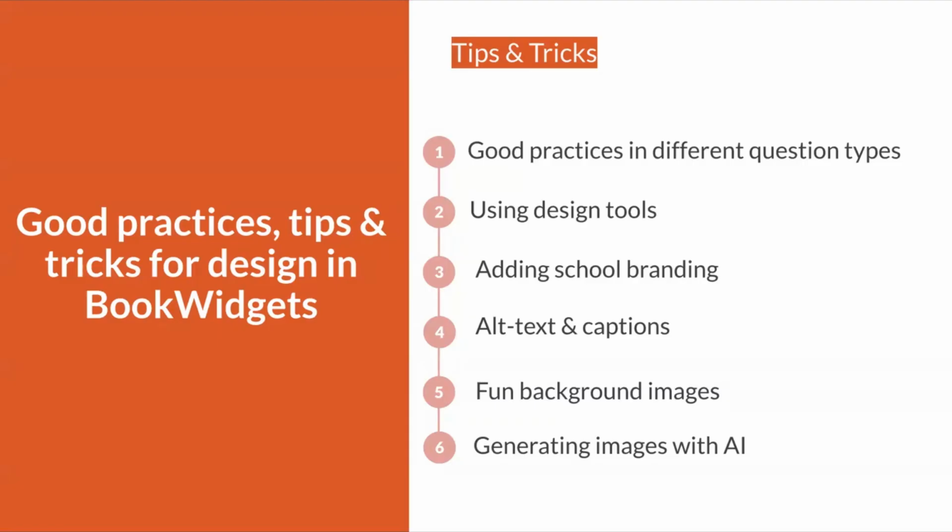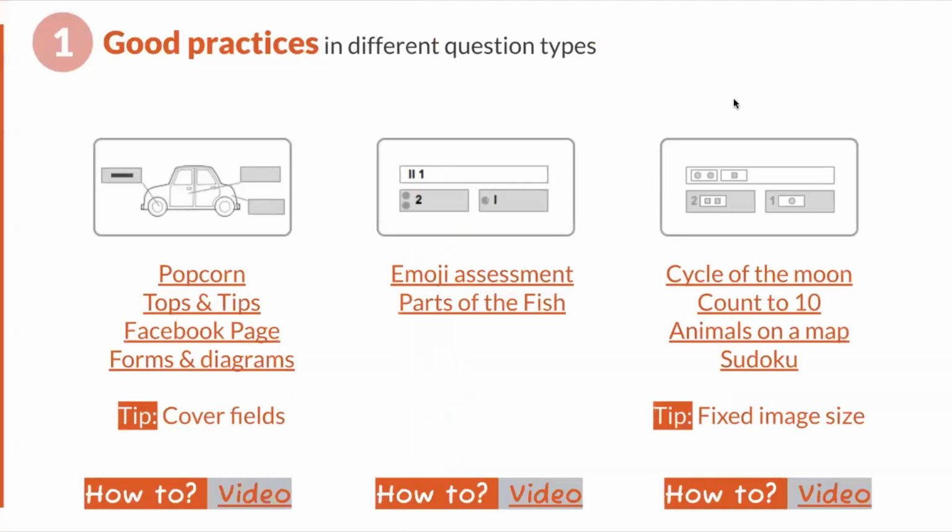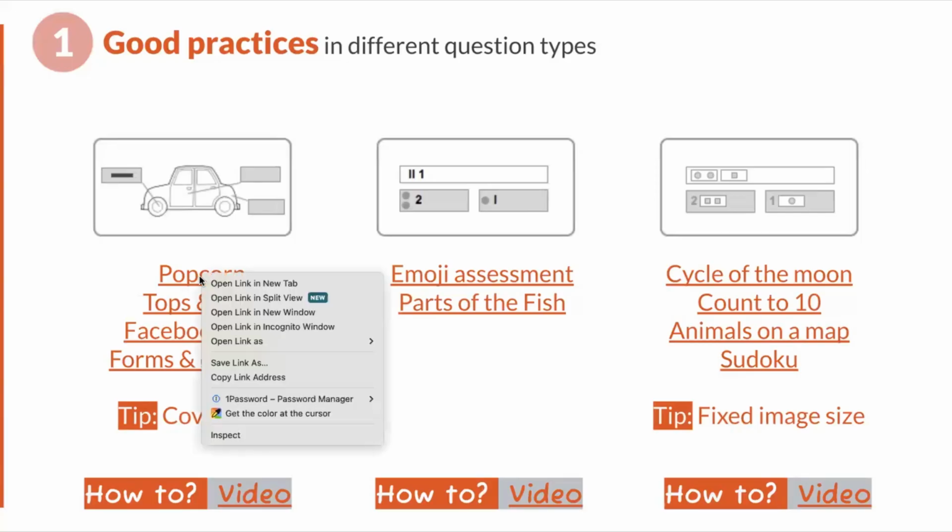We're going to take a look at some different question types, using those design tools, adding some school branding, alt text and captions, some fun background images, and generating images with AI. So starting off with your annotate picture image. You can use cover fields within these. So if we go and take a look at, and we have so many different examples to show you.